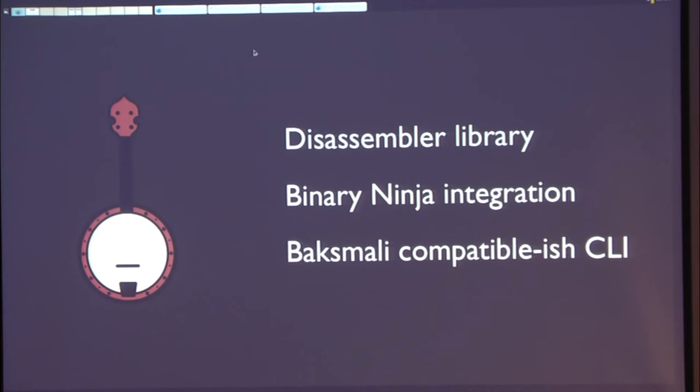It has a disassembler library in Python. This is pure Python 3.8. There are no dependencies. Then there's the Binary Ninja integration layer, which uses the disassembler library and adds support to Binary Ninja for having graph view and the things that come with it. And then I also made a command line interface, which is kind of compatible with baksmali. It's definitely not as featureful, and it's probably buggier at this point, but it kind of emulates the same output just for testing purposes, if you want to use that.